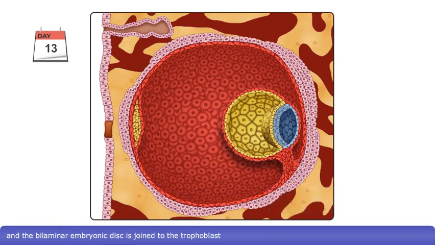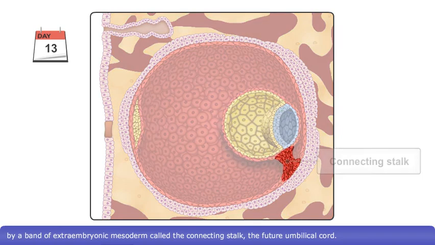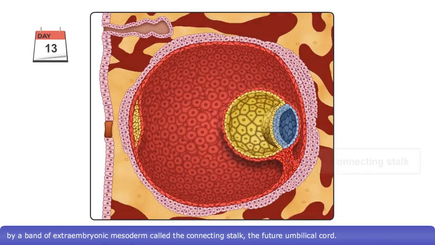By the end of the second week of development, the chorionic cavity enlarges, and the bilaminar embryonic disc is joined to the trophoblast by a band of extraembryonic mesoderm called the connecting stalk, the future umbilical cord.